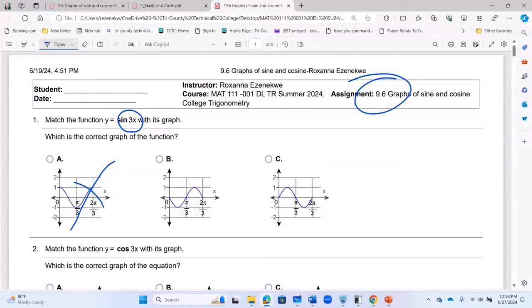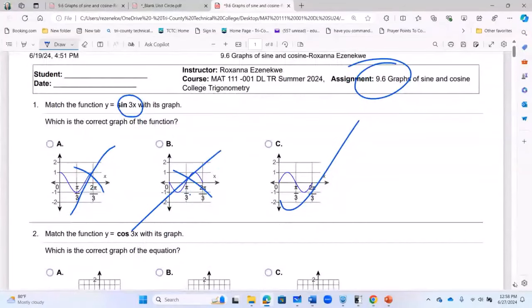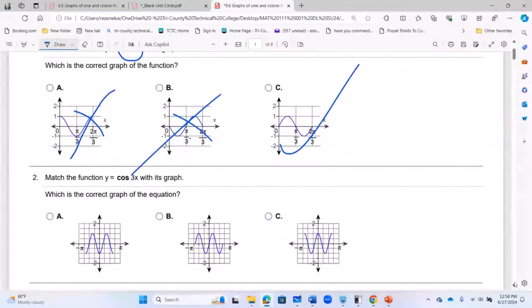So look at this one. There's no reflection, so it cannot be here. So it must be this one, because I know that a sine curve, whether it is transformed or not, is still going to start from 0, and it's not symmetric to the y-axis. Okay, the same thing goes here.